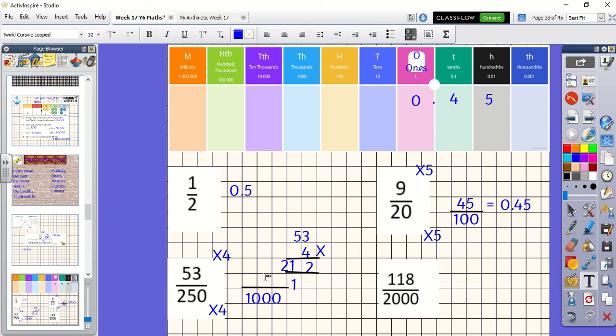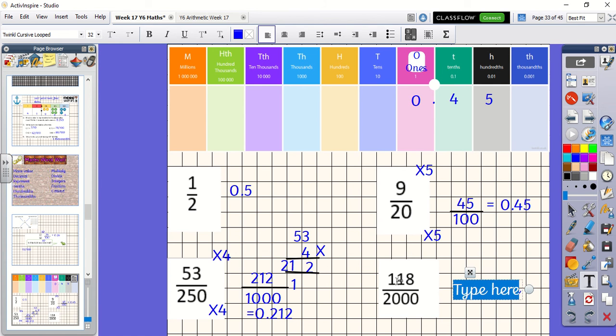So 53 times 4 is 212. And that would be 212 over 1,000. So 212 thousandths. So that would equal 0.212. Now we've got 3 decimal places after the decimal point here, because that's the number that we have. And also remember, 1,000 has 3 zeros. Okay then, so next one.